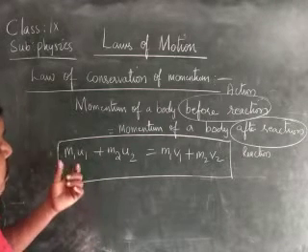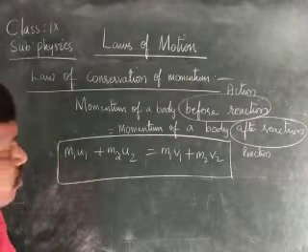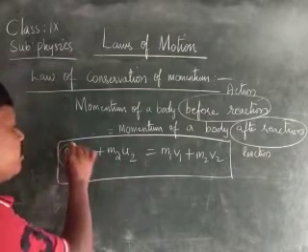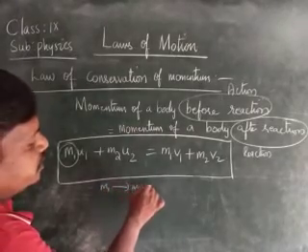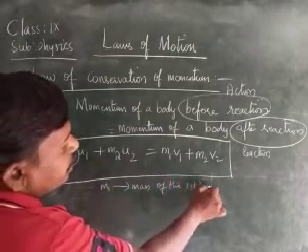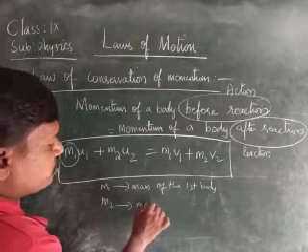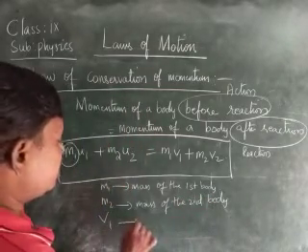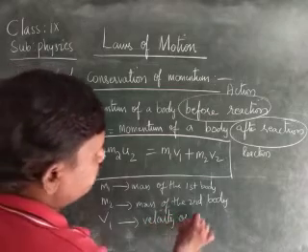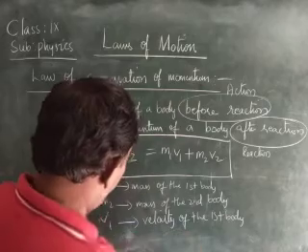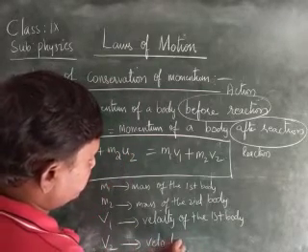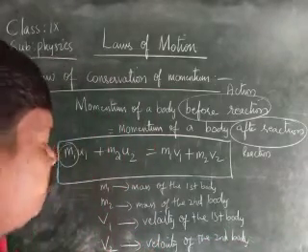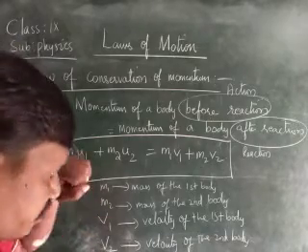The law of conservation of momentum says that the momentum of the body before the reaction is equal to the momentum of the body after the reaction, that is m1u1 plus m2u2 is equal to m1v1 plus m2v2. Here m1 is the mass of the first body, m2 is the mass of the second body, v1 is the velocity of the first body and v2 is the velocity of the second body.